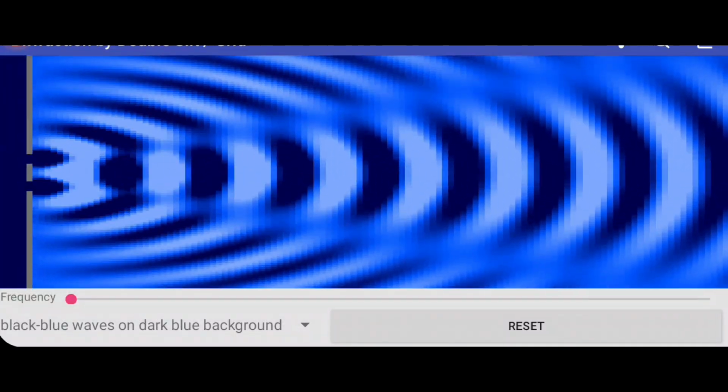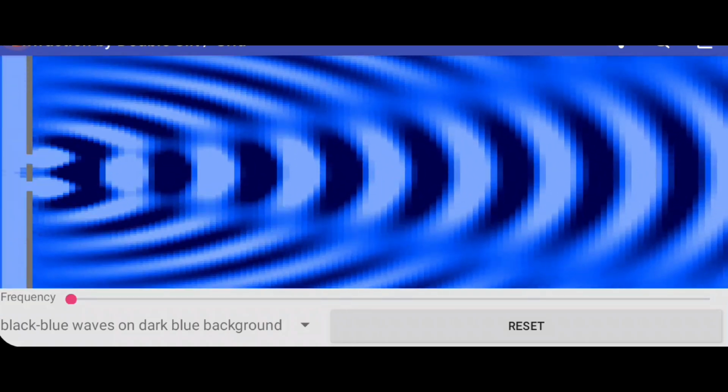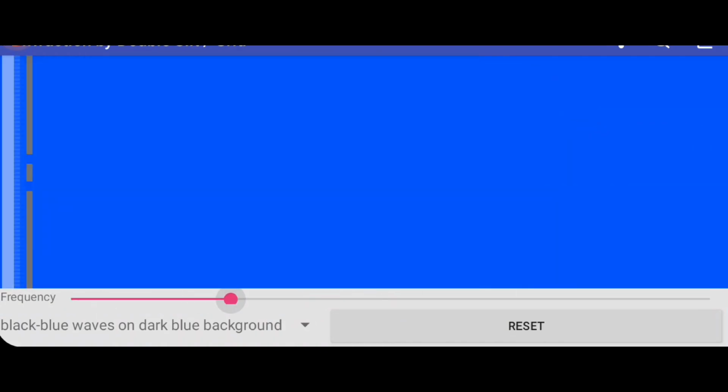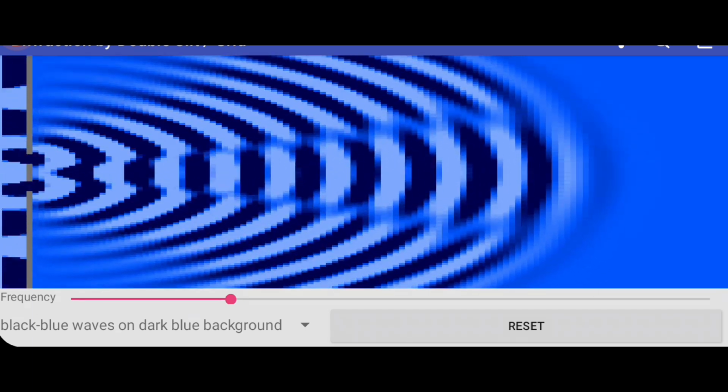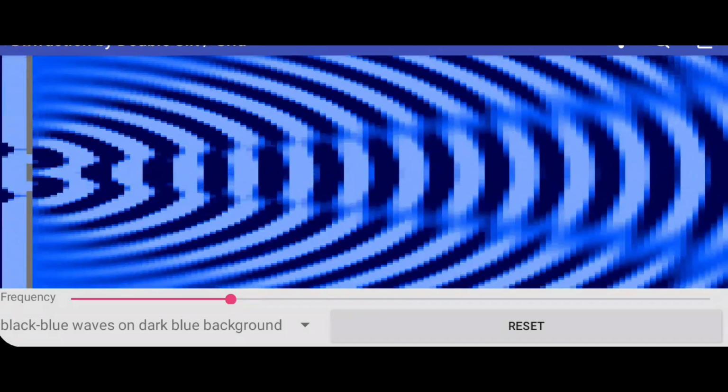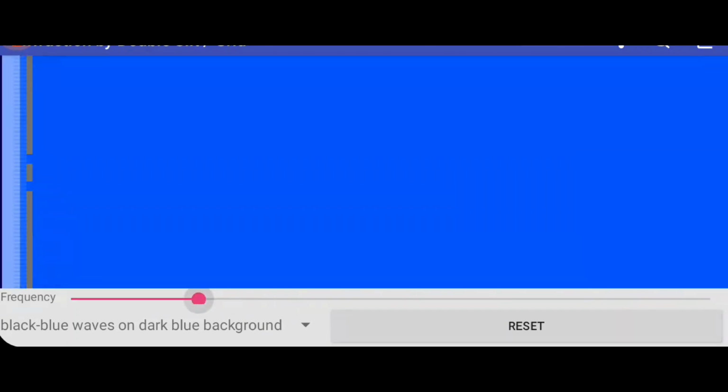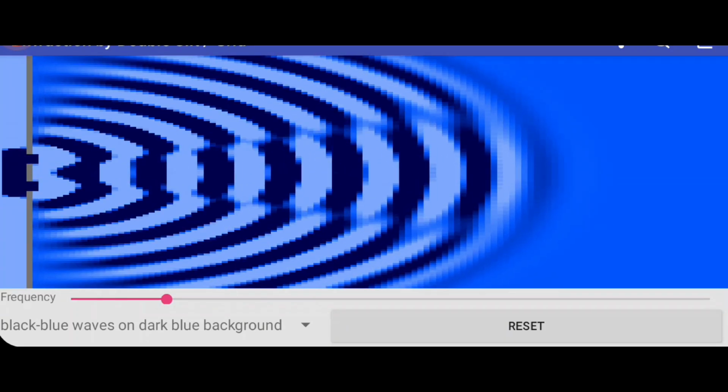Conclusion. In conclusion, the double slit experiment is a classic demonstration of diffraction and interference phenomena in wave optics. By passing light through two closely spaced slits, the experiment produces an interference pattern on a screen, illustrating the wave nature of light. Diffraction and interference are fundamental principles that play a crucial role in understanding the behavior of waves and have applications in various fields, including optics, acoustics, and quantum mechanics.